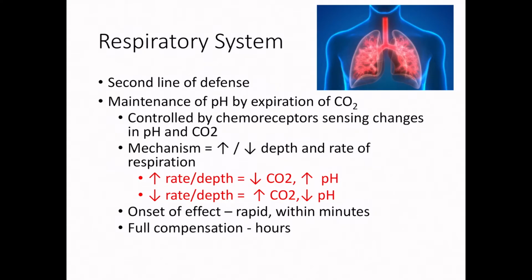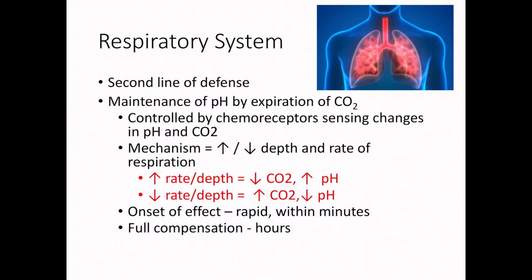So we maintain the pH of our body through the respiratory system by expiration of CO2. You can almost think of CO2 as an acid. If you trap more of it, it's going to cause your pH to lower. If you exhale extra of it, getting rid of more and more of it, it's going to cause your pH to go higher. So you're going to become more basic versus more acidic. And this is really controlled by chemoreceptors sensing changes in your pH or CO2 throughout your body. So based on the pH that you have, the respiratory system will either increase or decrease the depth and rate of respirations.